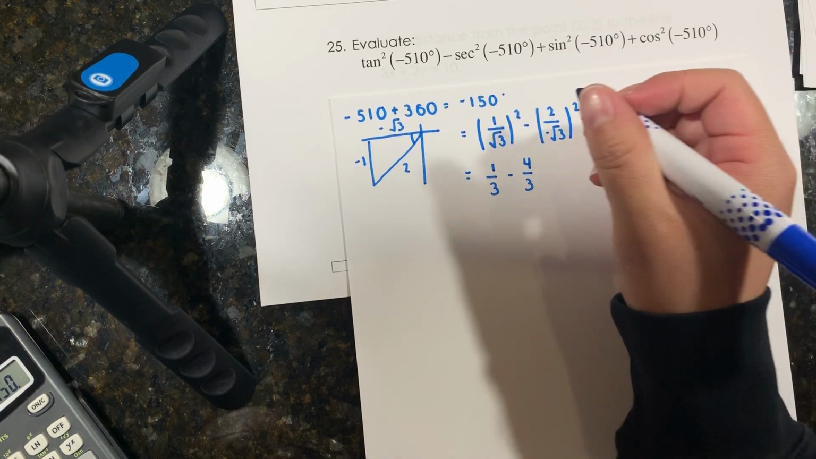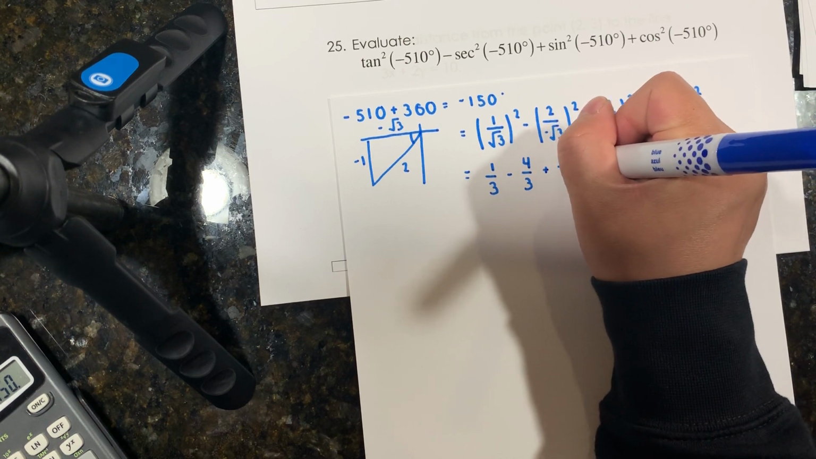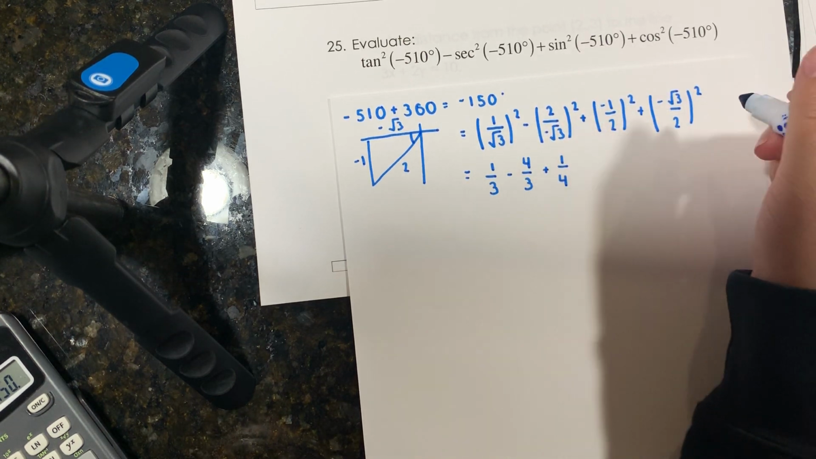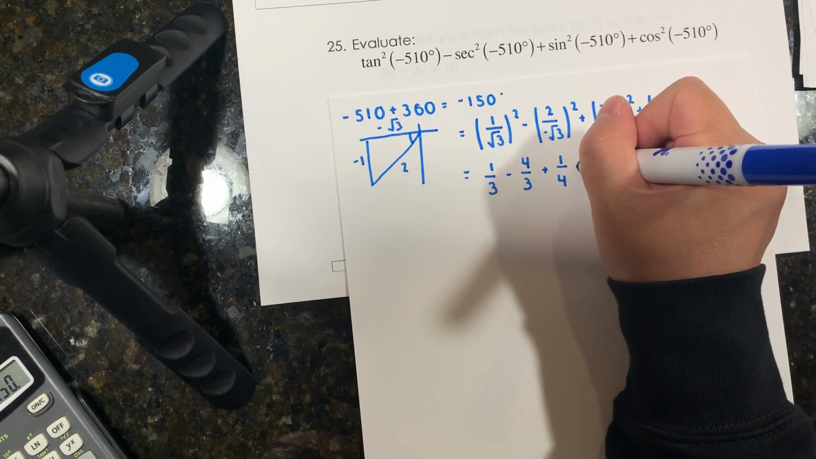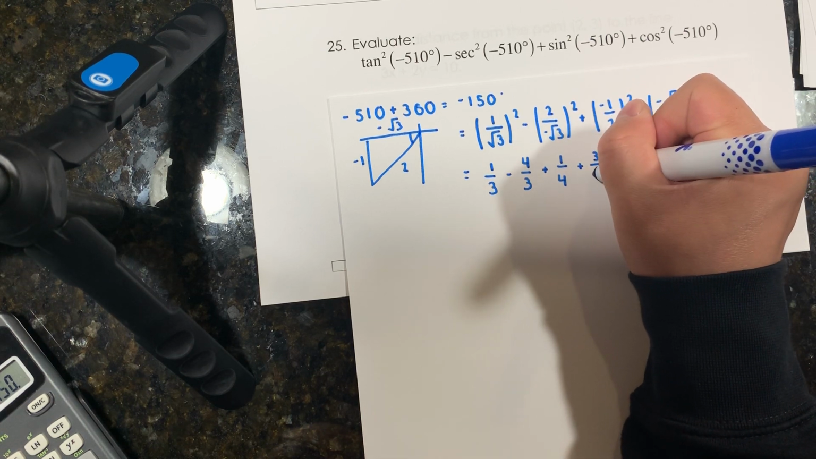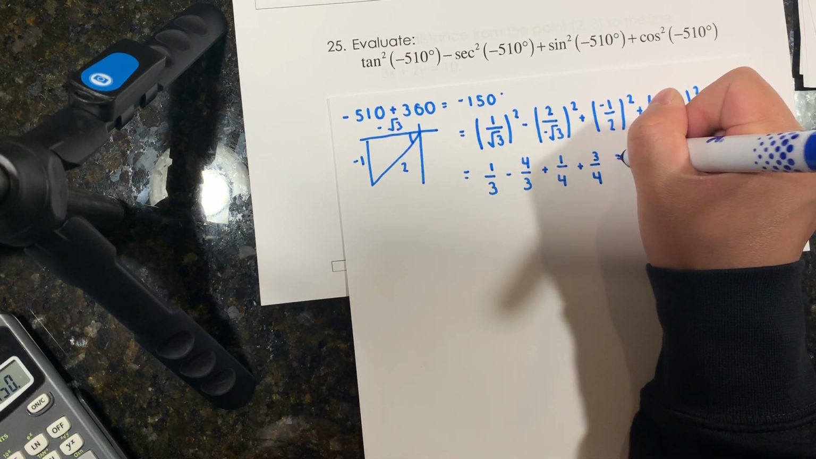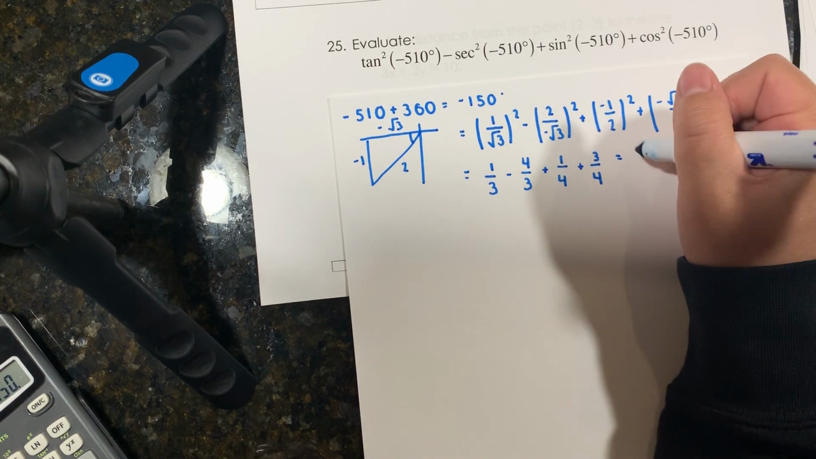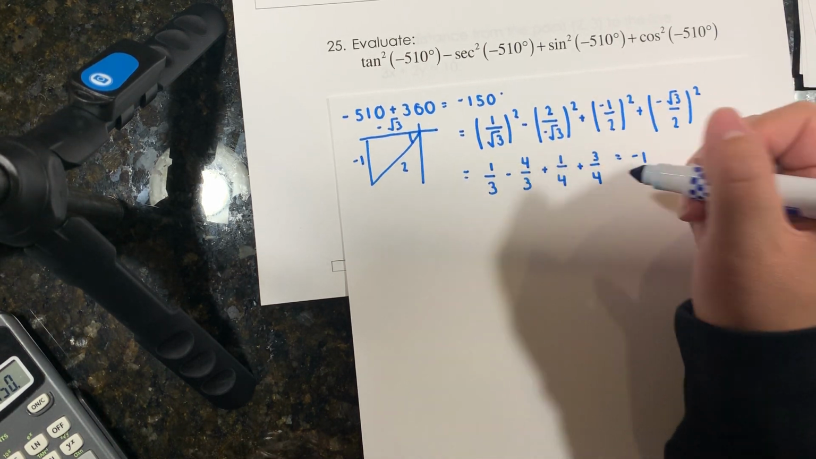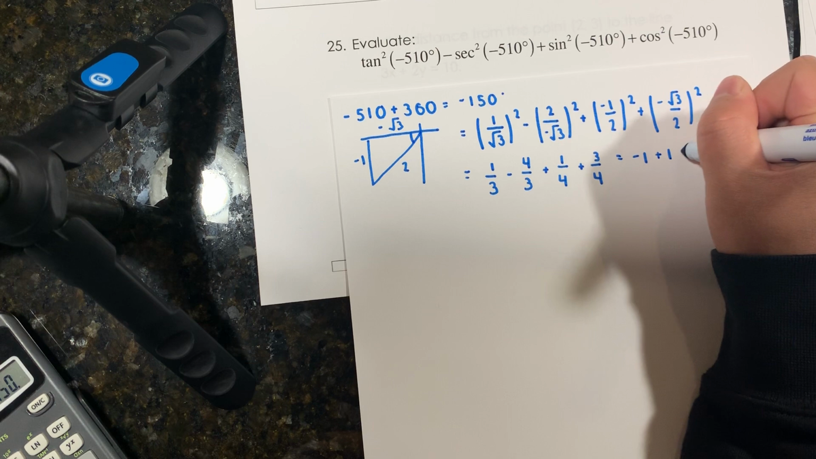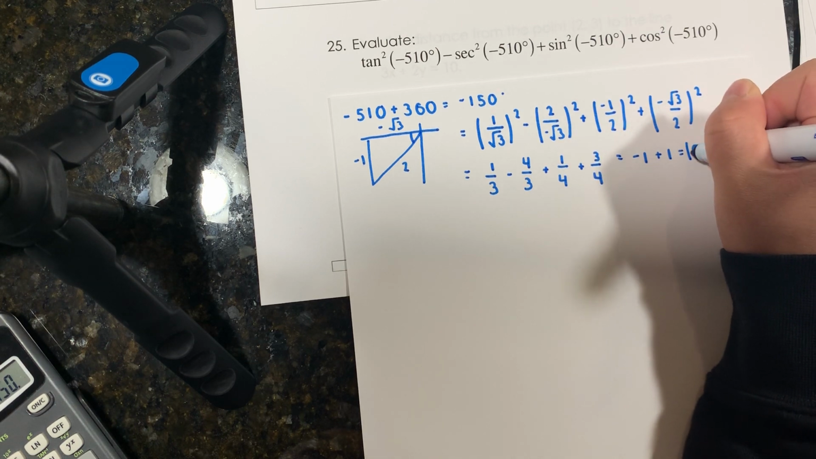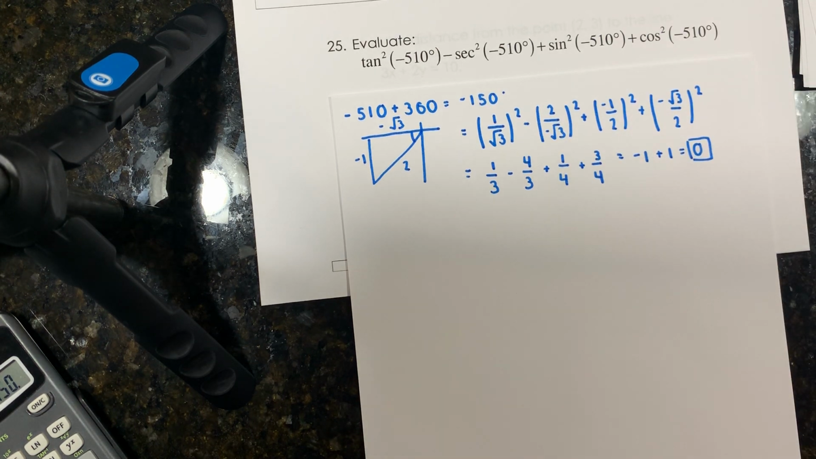When I square 1/2, I'm going to get 1/4. And when I square negative root 3 over 2, I get 3 over 4. So 1/3 minus 4/3 would be negative 1, and 1/4 plus 3/4 would be 1. Which means my result for number 25 is equal to 0.